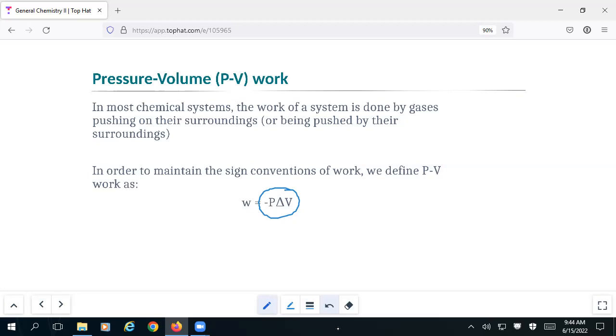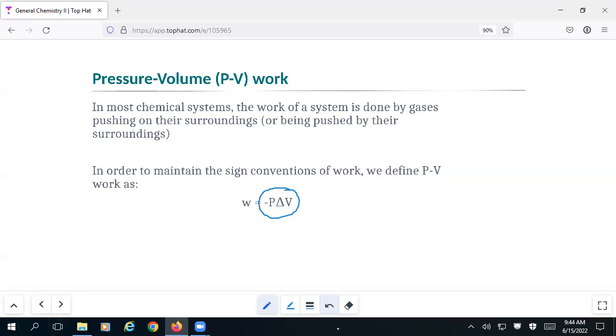Because of our sign convention, if work is being done by the system, it is going to push out on the walls of its container and cause them to expand. An expansion of the container would give us a positive delta V. But wait a second, work done by the system should be a negative value.